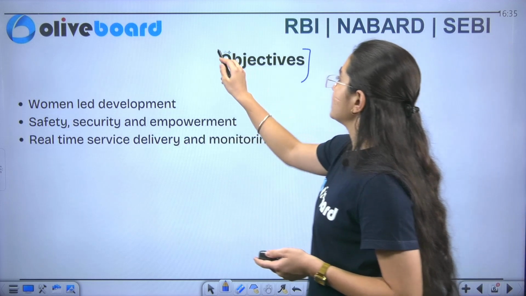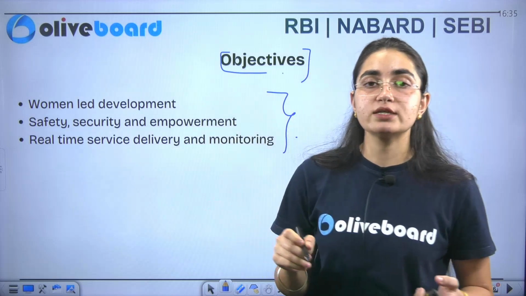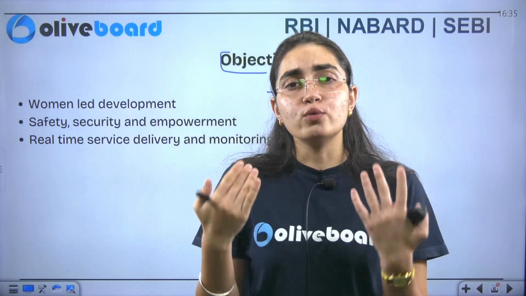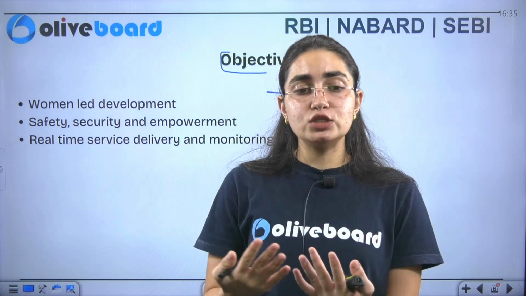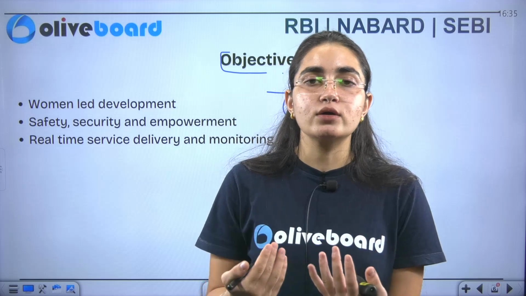So objectives तो यहाँ पे मैंने सिर्फ 3 रखे हैं. You can just include many also because the objectives can be many here. All you need is to think in your own way. Women led development हो गया, women empowerment हो गया, giving opportunities to them. You can say that solving out their hurdles.